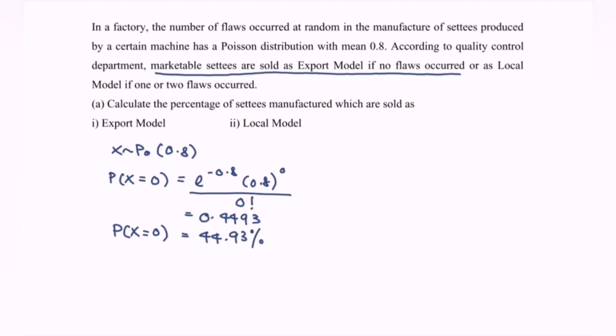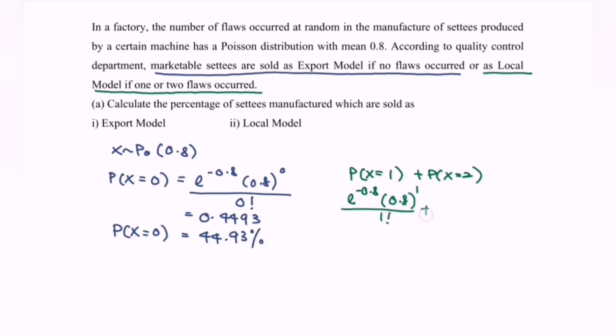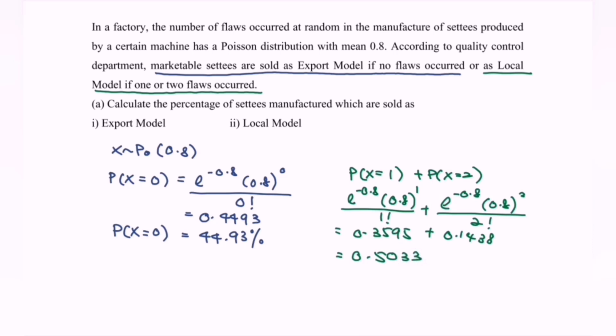Next, we have to calculate the local model. Here they mention local model if 1 or 2 flaws occur. So it means the probability that x is equal to 1, or the probability that x is equal to 2. Exponent to the power of negative 0.8 multiplied with 0.8 to the power of 1 over 1 factorial, plus exponent negative 0.8, 0.8 to the power of 2 over 2 factorial. And we will have 0.3595 plus 0.1438. So in total, we have 0.5033. So for the local model, the percentage would be 50.33%.